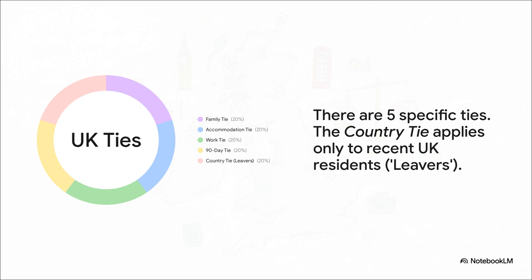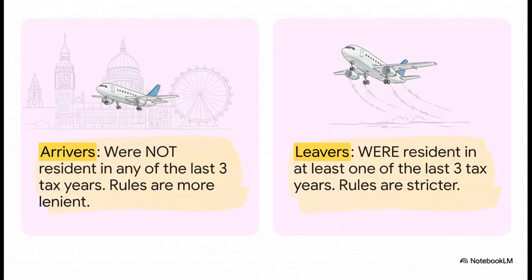Do you work here for more than 40 days in the tax year? That's a work tie. Have you spent a lot of time here in the last couple of years? That's the 90-day tie. And finally, there's one just for people leaving the UK. Did you spend more days here this year than in any other single country? That's the country tie.